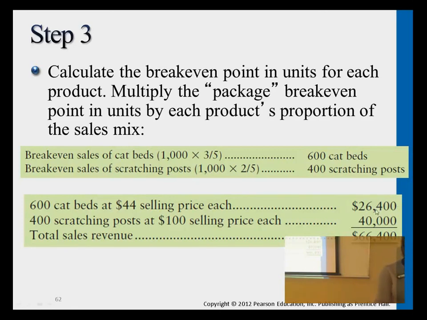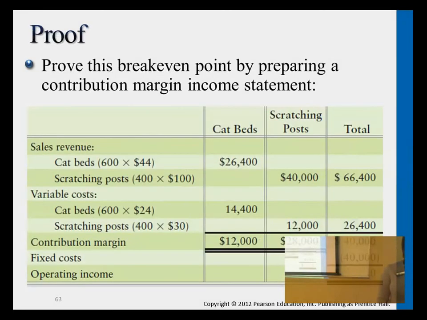Yeah, that's correct. And then 400 scratching posts, at a selling price of $100, is 40,000. So how do I find my total sales revenue for that bundle? I sum those two up. Okay? Many steps, but they're logical and we'll practice. So does it make sense? Let's look.